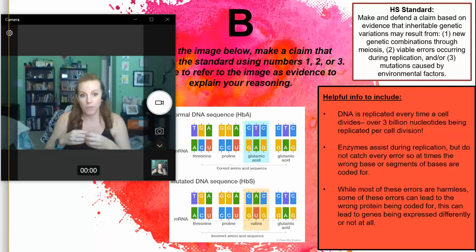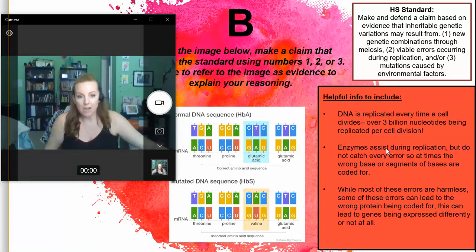Some hints that I put on here that might help you when you're trying to explain this and support that claim: there are 3 billion nucleotides that get copied every single time DNA is replicated. Whenever those bases get copied, enzymes come in to try and make sure there aren't any errors happening. So most errors, if they do happen, are harmless. However, there are still errors, because 3 billion sets of bases to be paired up is a lot.